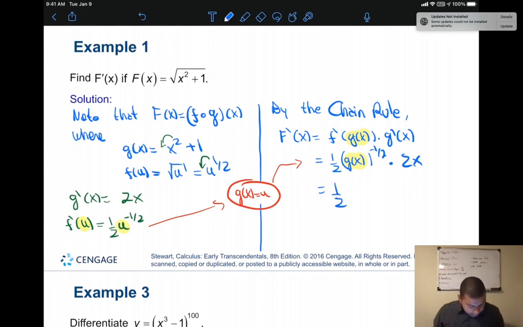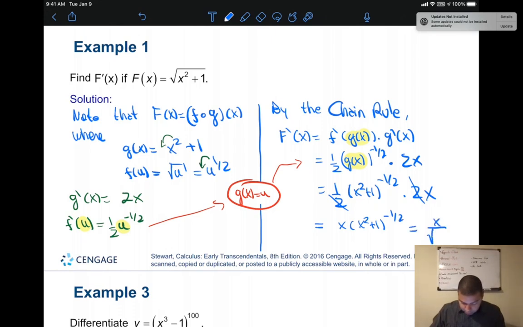So g of x will be, no, sorry, x squared plus 1 to the minus 1/2 times 2x, and these 2's, they cancel out. So then I get x times x squared plus 1 to the minus 1/2, and that's the same as x over the square root of x squared plus 1. This minus 1/2 power becomes a square root in the denominator because of the negative sign. So that's the derivative I was looking for.